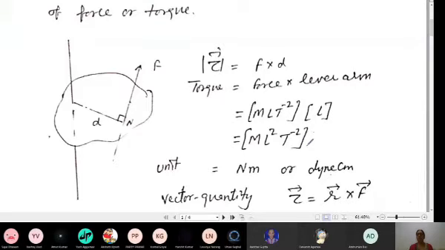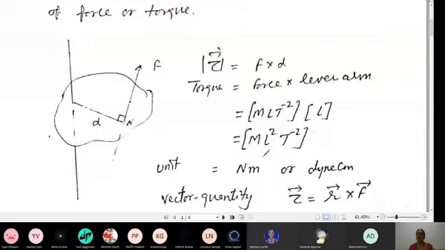So this is the dimensional formula for torque, of course the same as work done, but it is a different quantity. You should know this: this is the disadvantage of the dimensional formula, that for many quantities I am getting the same dimensional formula.